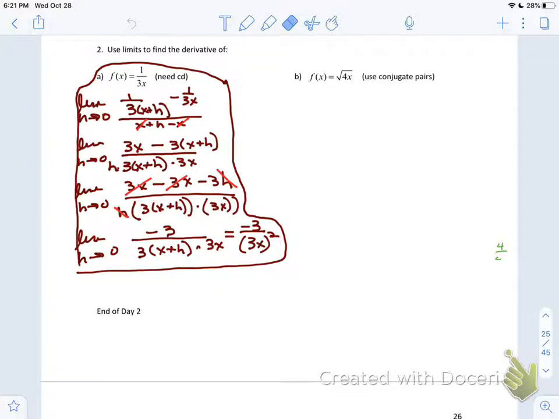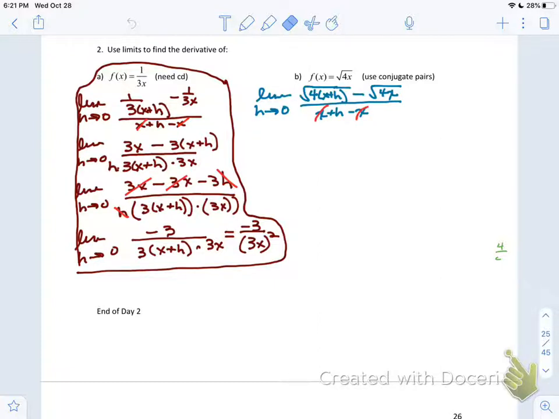Okay, so I'm going to change color so it's really clear which is which. Okay, so here we go. Conjugate pair is going to be our treatment plan. So the limit as h goes to 0 of radical 4, instead of just having an x, I'm going to say x plus h, and then minus radical 4x all over x plus h minus x. Okay, so I'm going to get rid of those right away. Okay, these two can go.